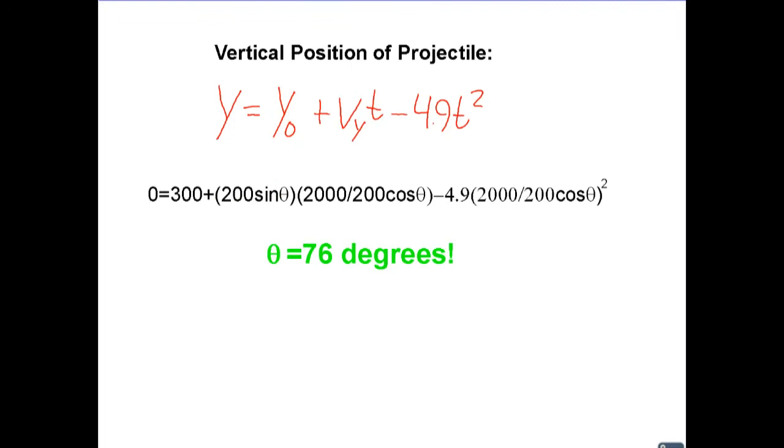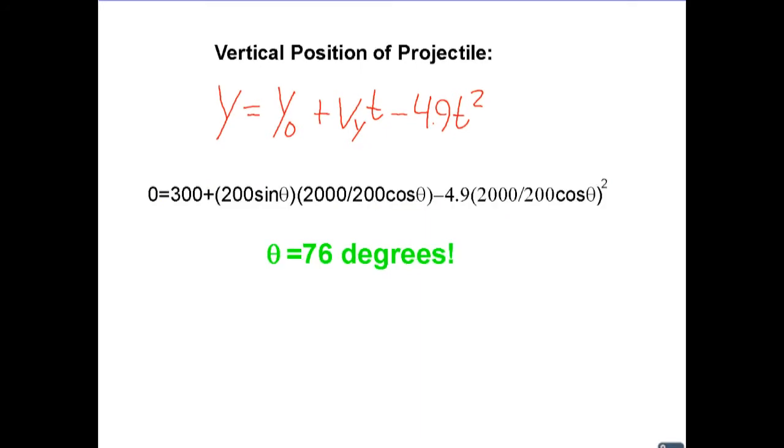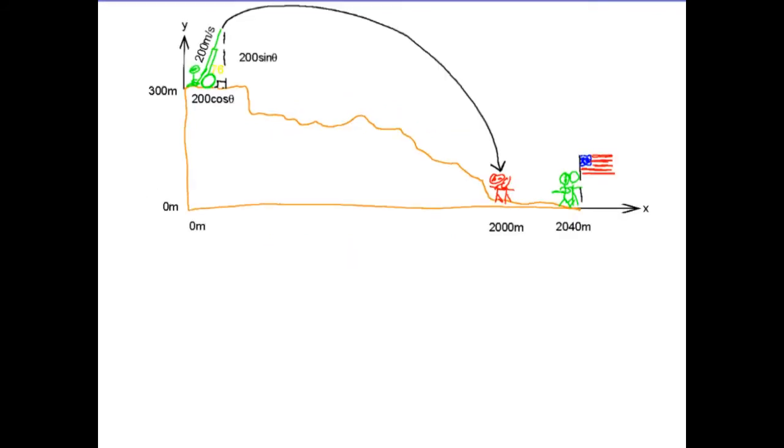Next, he uses the vertical position equation and plugs in the values. I know this is not a very friendly equation, but since we have only one variable, it is solvable. Using a graphing calculator, the lieutenant discovers that he must raise the guns 76 degrees in order to reach their target. After raising the gun 76 degrees, he gives the command and rains down hell right upon the enemy.